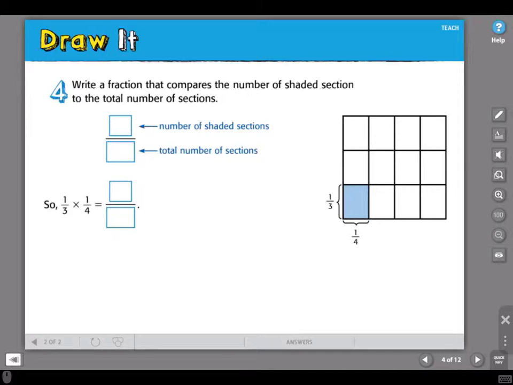So here's another drawing of our model. Thirds, fourths, 1/3 and 1/4. We have 1 section shaded. But how many total number of sections? Well, let's count. 1, 2, 3, 4, 5, 6, 7, 8, 9, 10, 11, 12. We have 12 sections. So 1/3 times 1/4 equals 1/12.